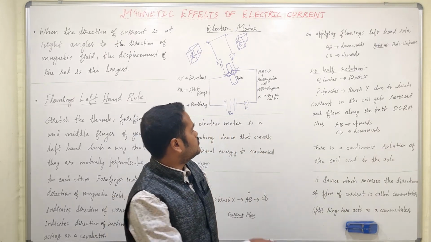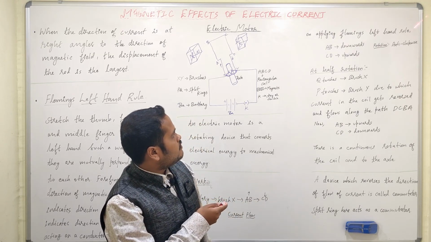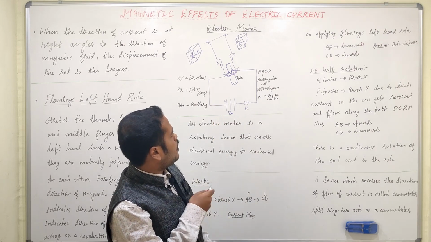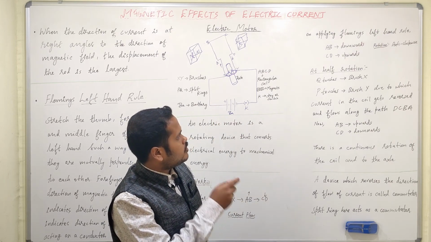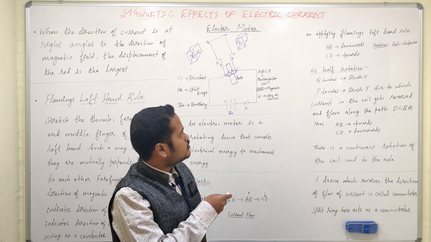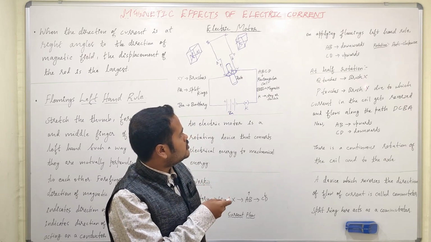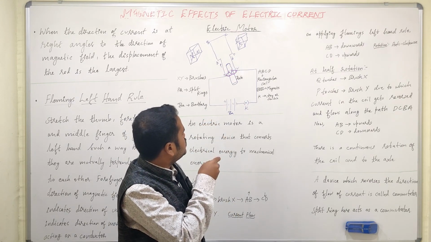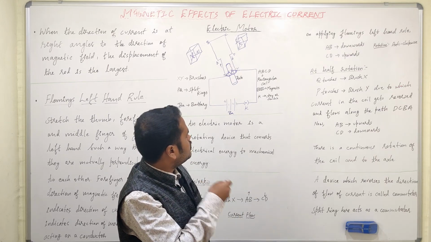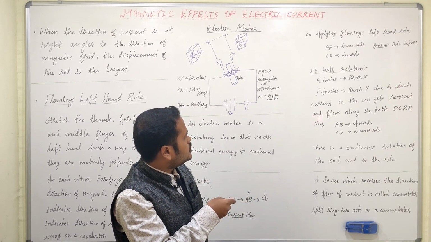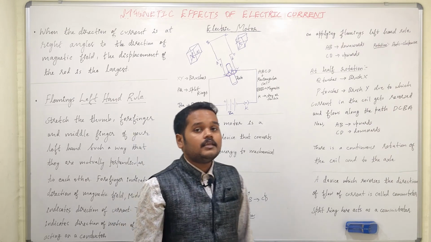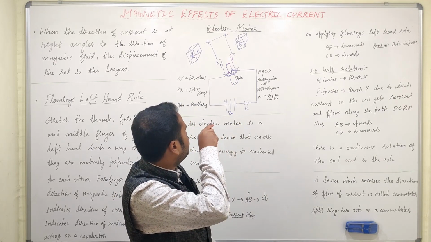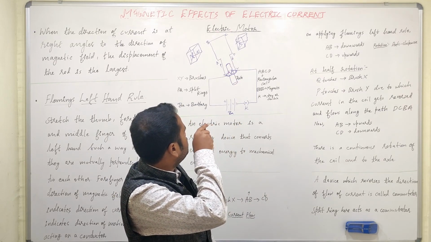Let us see. On applying Fleming's left-hand rule, AB comes downwards. So AB goes down, CD comes upwards. The rotation is in anti-clockwise direction. At half rotation, Q touches brush X and P touches brush Y. Due to this, the current in the coil gets reversed and flows along the path DCBA.